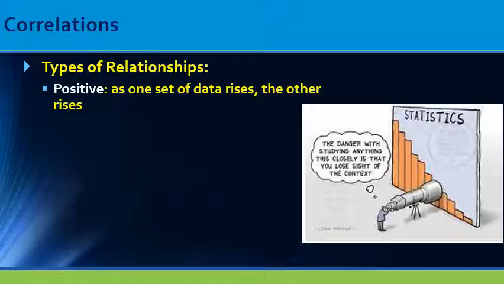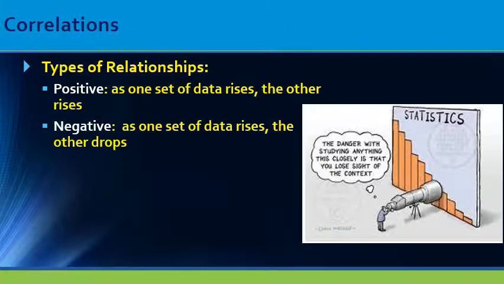So we call the ones that are positive where it is a set of data that rises and the other one also rises. Negative, as one set of data rises, the other drops. You might have talked about that in mathematics as an inverse relationship. They're inverted. As one goes up, the other goes down.